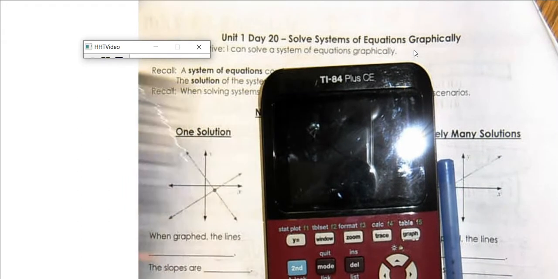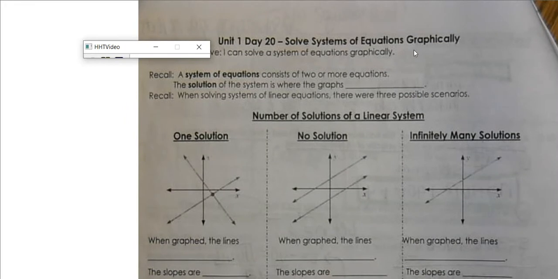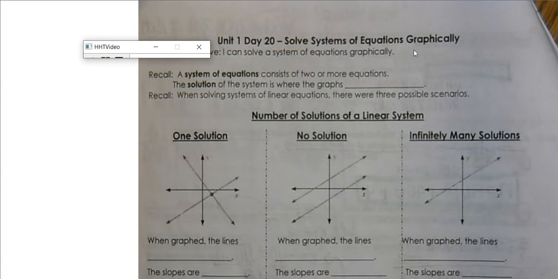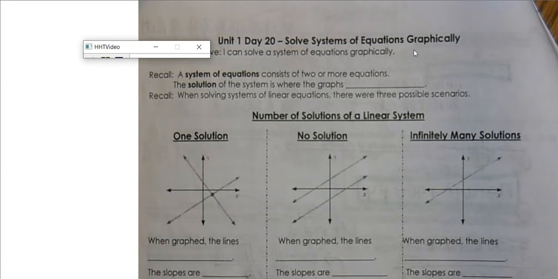So if you need to pause the video to make sure that you have these supplies, that would be super helpful. When it comes to a straight edge, all you really need is the side of a calculator, a side of a book, a piece of paper. Anything can really serve as a straight edge.